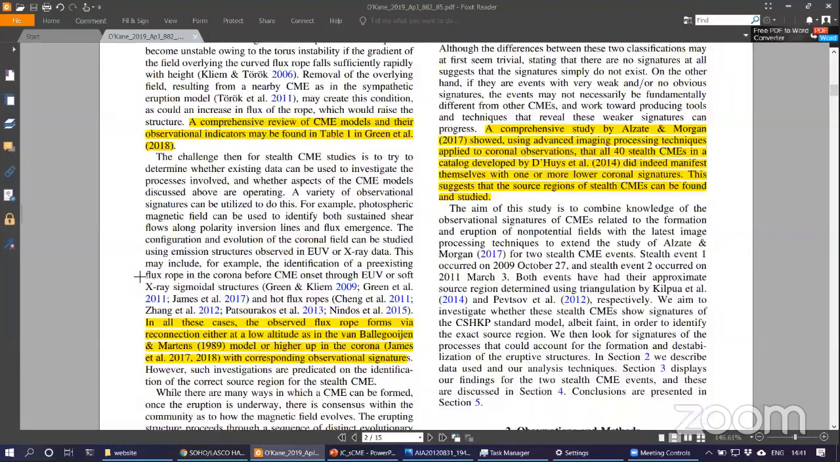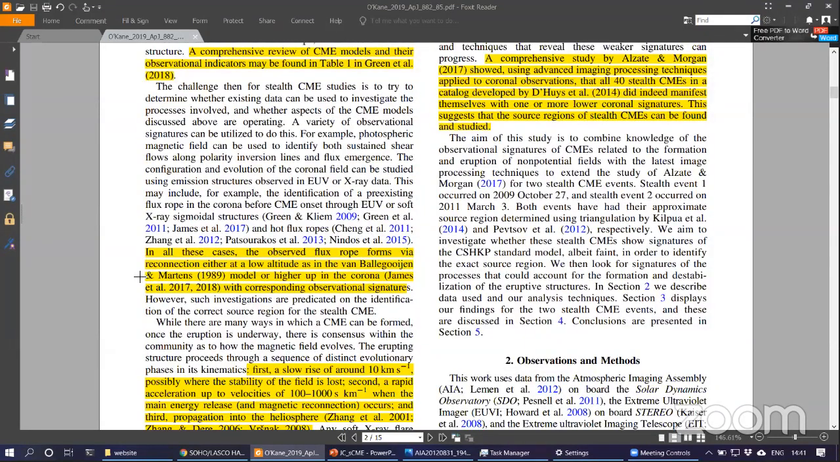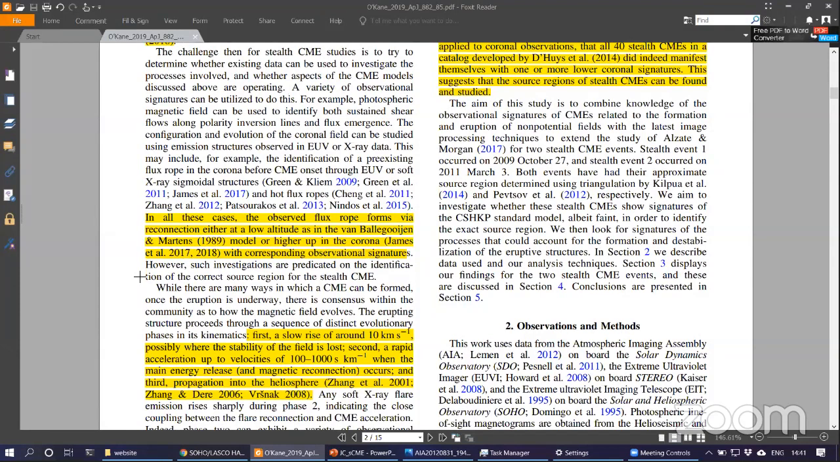It is also seen that most of the eruptions happen lower in the corona, but these authors, James et al. 2017 and 18, have proposed a model that these kinds of eruptions can occur higher up in the corona. This is one theory which suggests that because it is happening higher up in the corona, it may not be so evident in the disk images which we generally see.